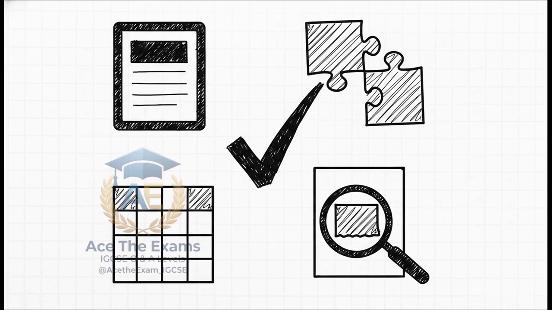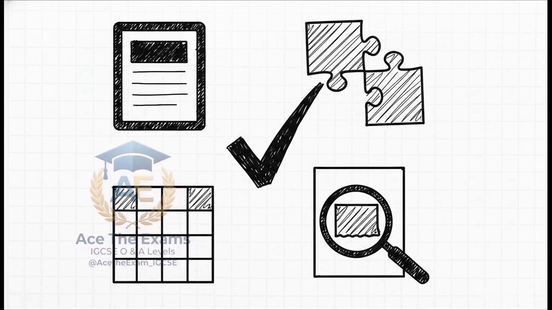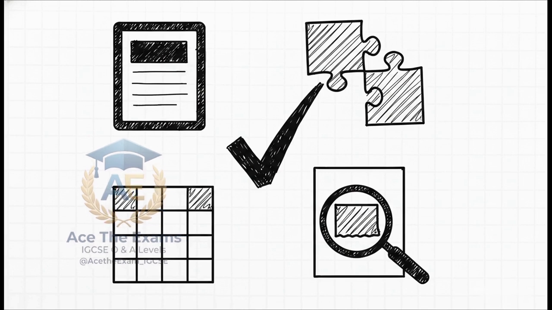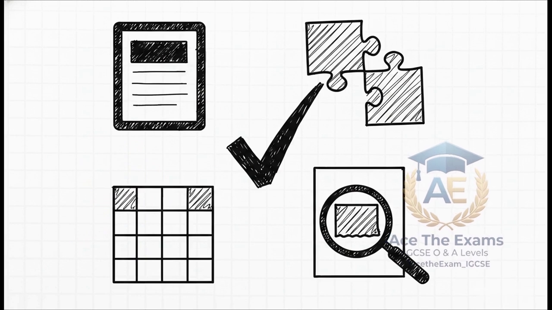Honestly, I highly suggest creating a memory hack for this. Use a mnemonic with the first letters of these terms. HTFA. Headings, terminology, formats, annotation. Literally write HTFA at the top of your rough paper.